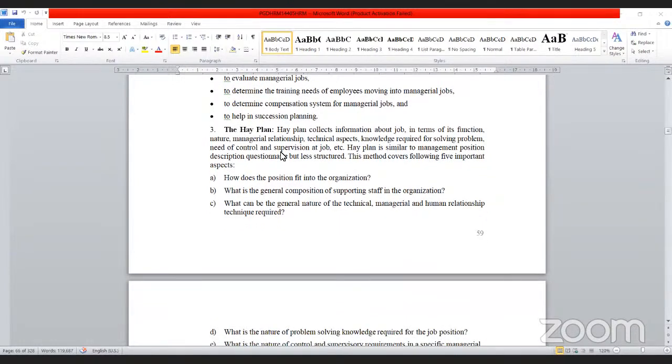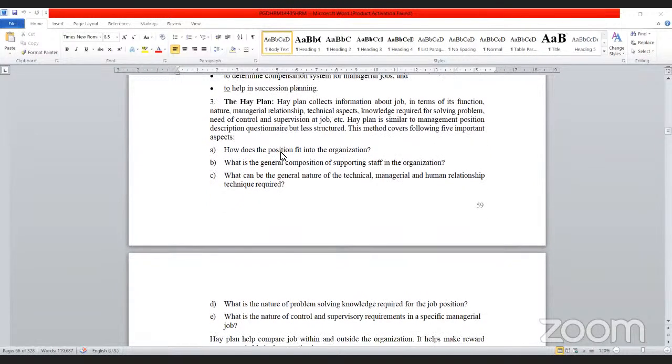The Hay Plan. Now, the Hay Plan collects information about the job in terms of its function, nature, managerial relationship, technical aspects, knowledge required for problem solving, and need of control and supervision at the job. So the Hay Plan is similar to the management position description questionnaire, but in a much less structured manner. For example, these are the five important aspects that are covered in the Hay Plan.